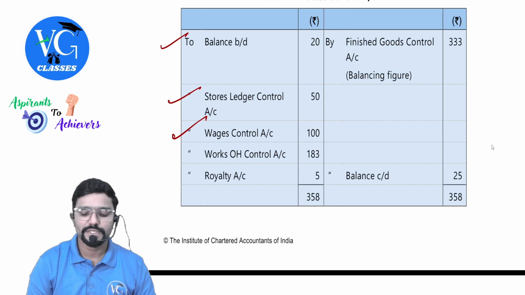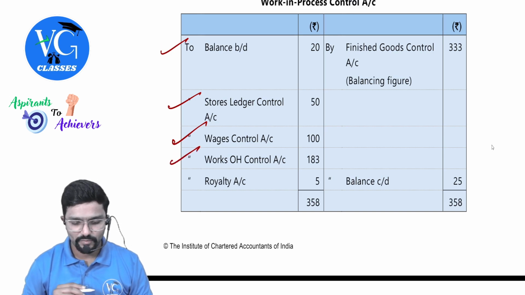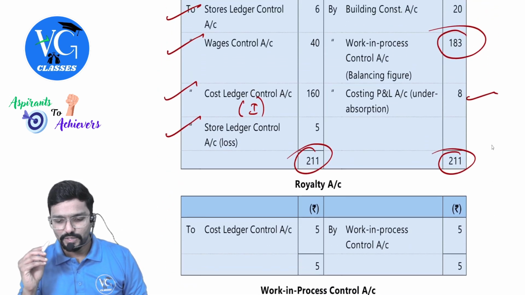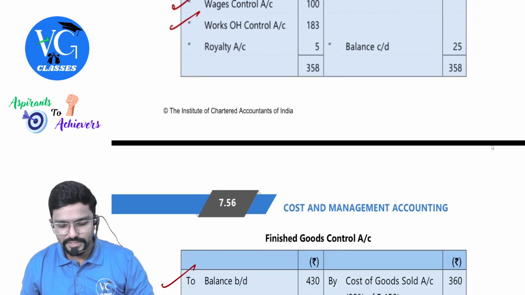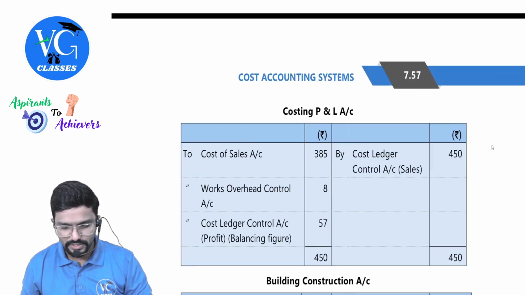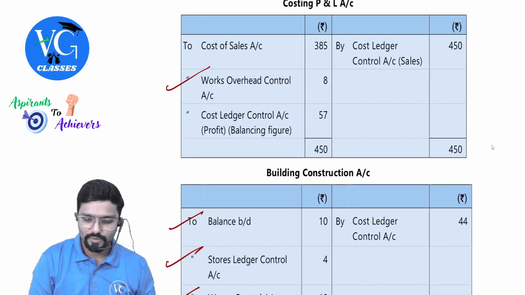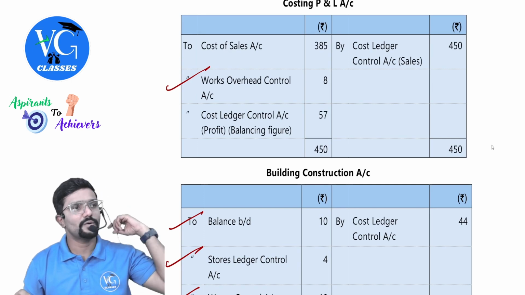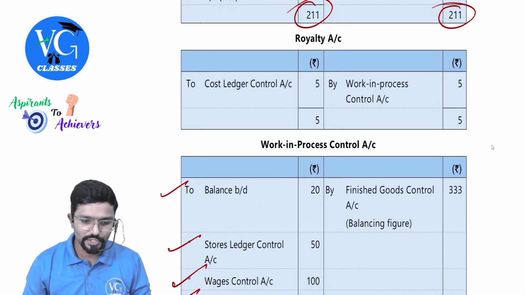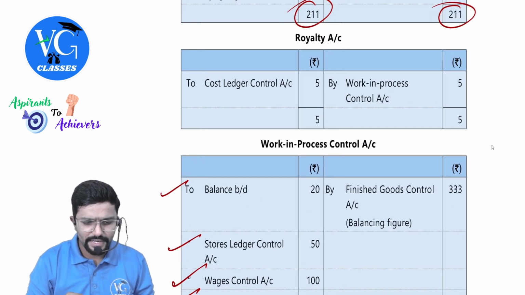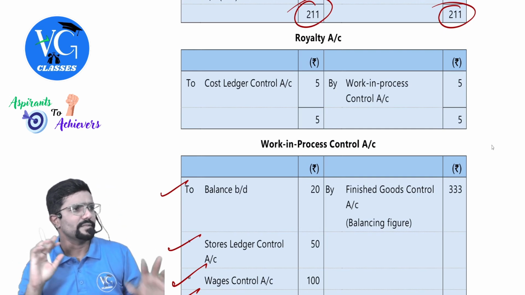Wages control you also have to receive here. That is direct. Then work overhead absorbed. Then the costing P&L account, whatever you have transferred here, go and receive it there. Costing P&L account, yes. Work overhead under absorbed. Okay, so the overhead part is done.